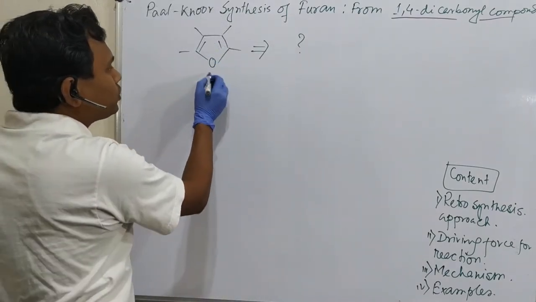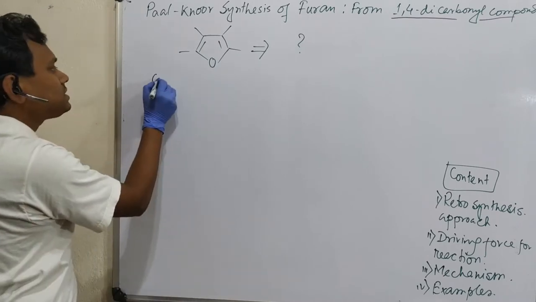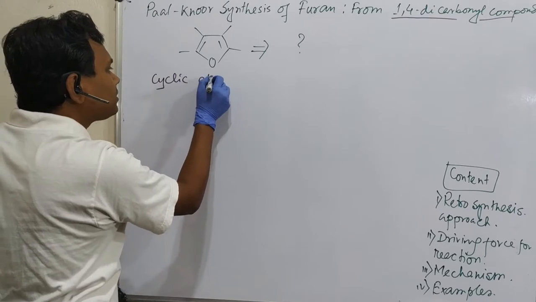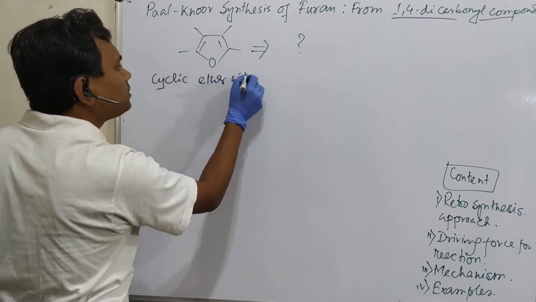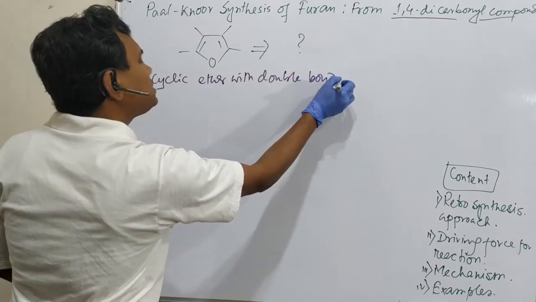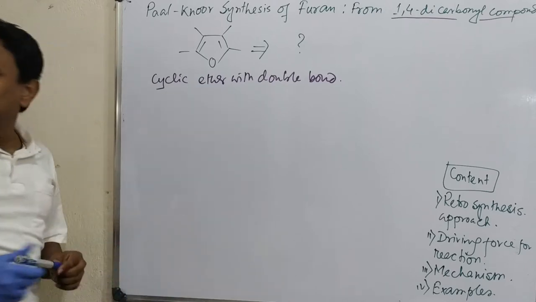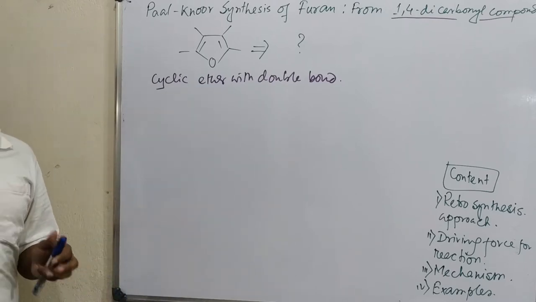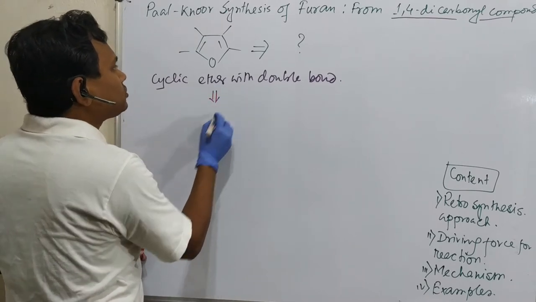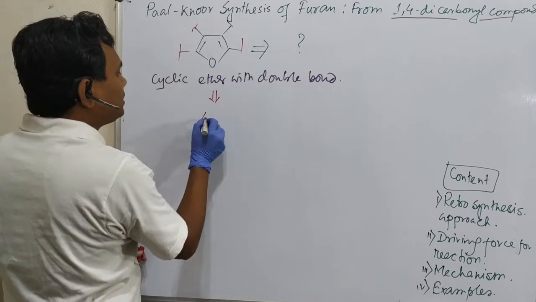See, this is a furan molecule, which means it's a cyclic ether. So this is a cyclic ether with a double bond. This is the important thing. If I say cyclic ether, then the next question comes: its corresponding alcohol could be prepared. So the corresponding alcohol is, so this is the substitution.